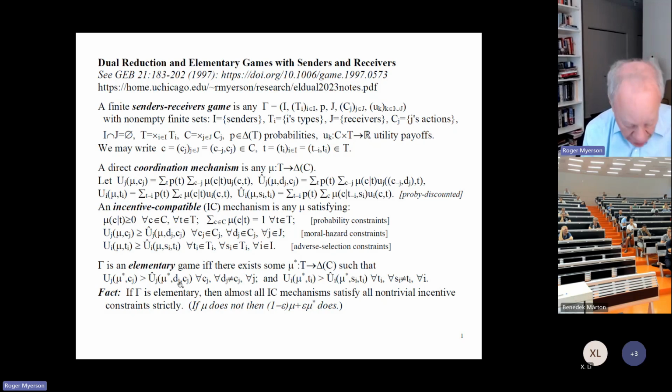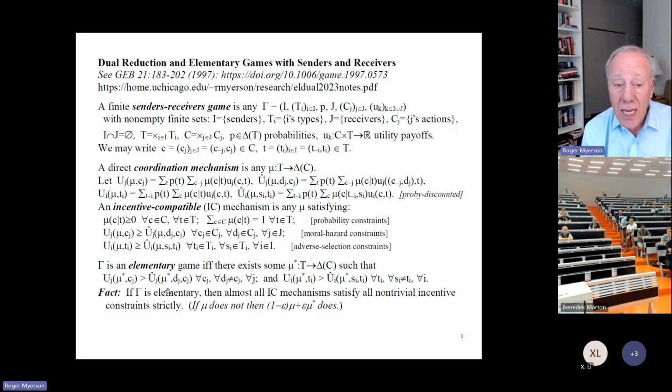Now, the first new definition. A game is elementary. An elementary game is a game where there exists at least one mechanism, I'll call it mu star, such that it's an incentive-compatible mechanism, and all the incentive constraints are strict.